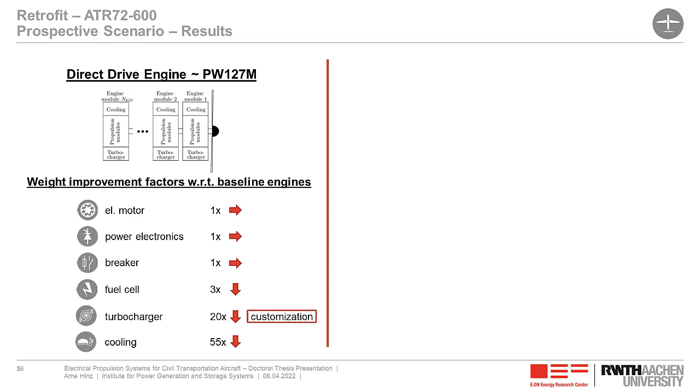The cooling system needs to reduce by a factor of 55. Again, this sounds remarkable, but it's actually the thermal load reduction which we saw previously.